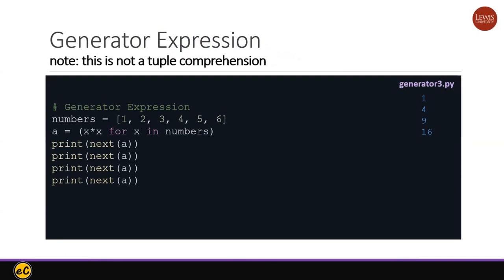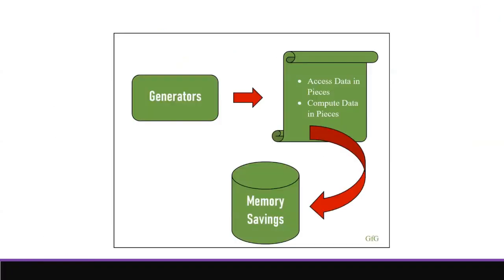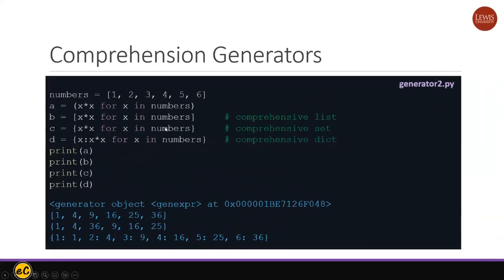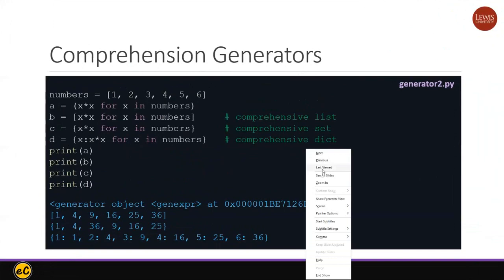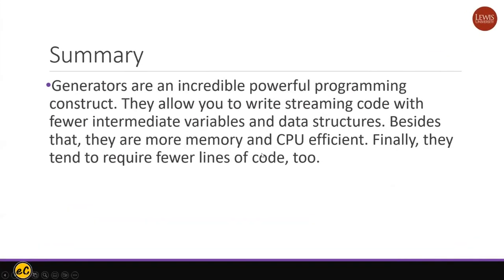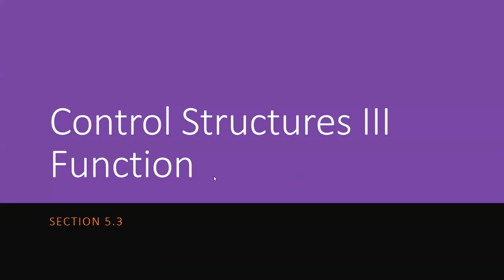Anyway, there are some more things that you can look at. I don't waste time to talk about it. So generators access data in pieces, compute data in pieces. It will save memory because you do not need to list everything. You just need to use an equation to generate it. If you know it and use it well, it will be very, very powerful. So generators are an incredibly powerful programming structure. And then the next one is the function.